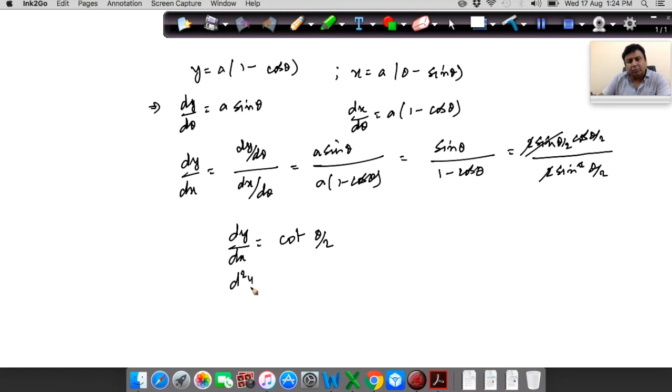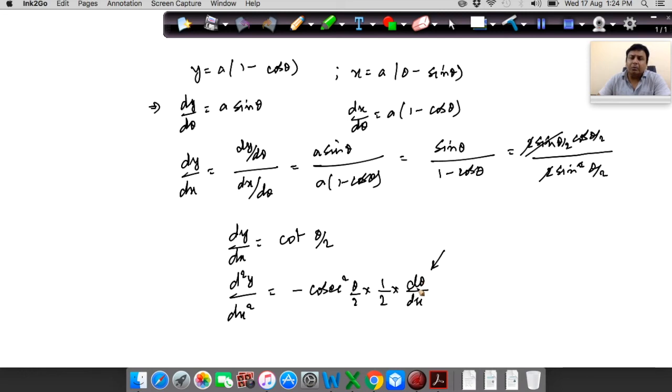So d2y by dx2, that is the second derivative. Differentiation of cot, you know, is minus cosec square theta by 2. Now theta by 2 with respect to x will be half, and because it is with respect to x, d theta by dx should come here multiplied. This is the most important step. If you forget this, you lose I think 2 out of, or maybe 3 out of 5. This will generally come as a 5 marker.